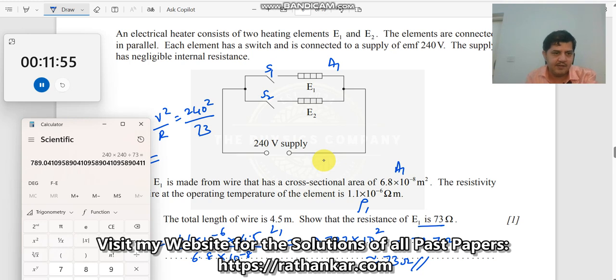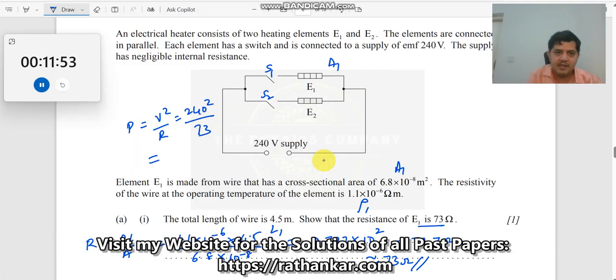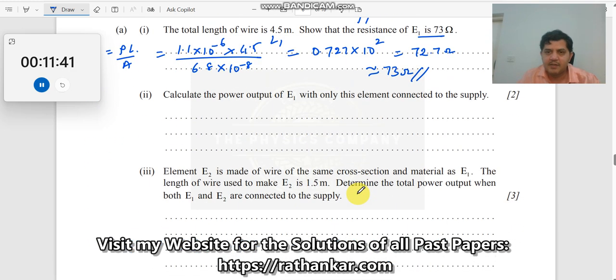So I get the answer 789. What is the unit? 789 watts. So I can put this as around 790 watts. Why? Because you see two significant digits here, and here also two significant digits. So therefore, the output here is 790 watts. Okay, and then the next one.